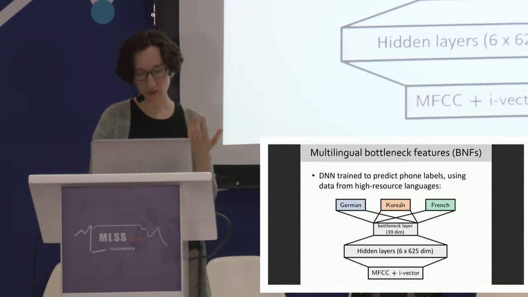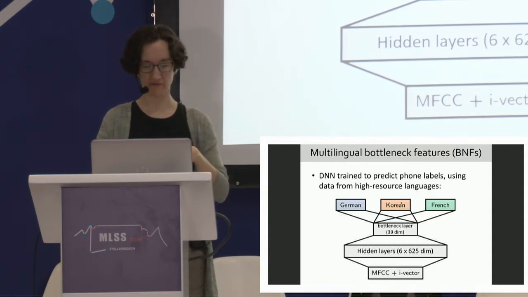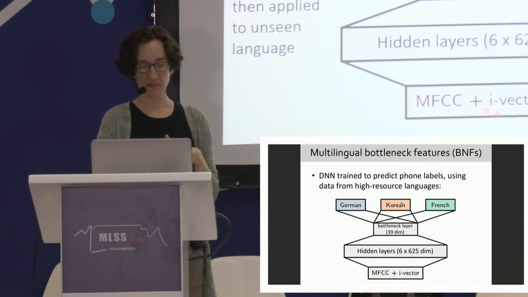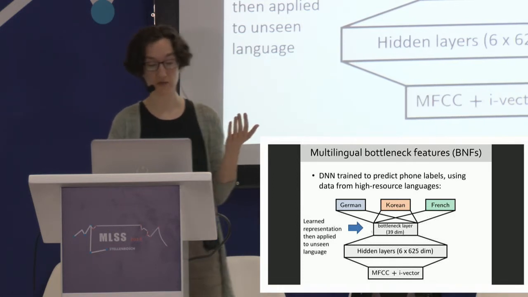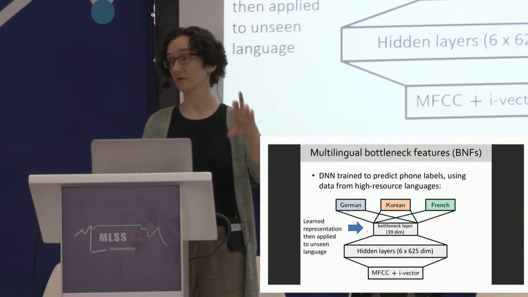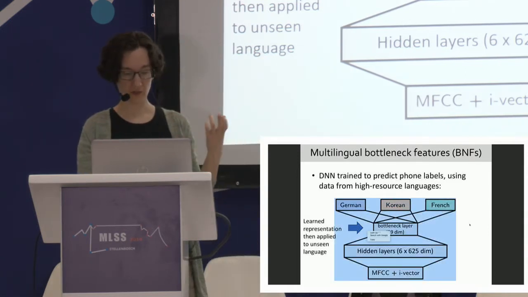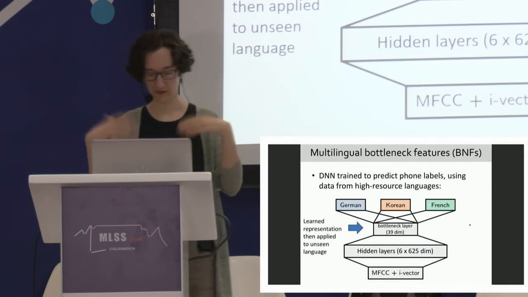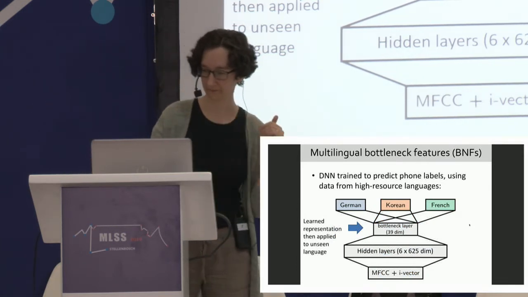And then when we get to our target language and want to extract a representation for that, we basically input that target language in at this point, compute everything through here, and just extract whatever this learned representation is for the target language and use those 39 dimensions as our new representation for the target language input. And then we can use those to do whatever we want, whether it's plug them into a segmentation and clustering system or compute word discrimination or whatever.